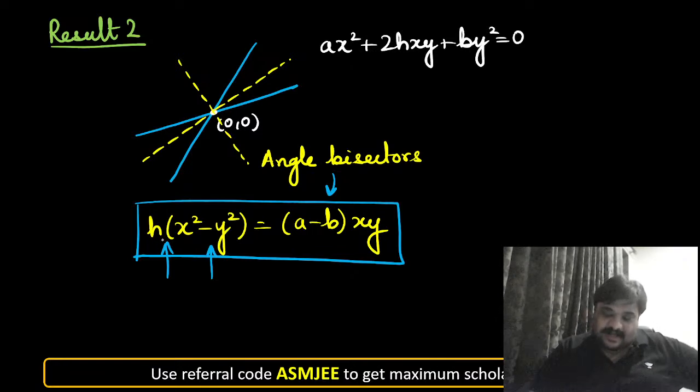What is a here? Here, this h is a. Here, minus h is b. So a plus b is 0 for this pair. So yes, they are perpendicular for sure. You can derive it, but I don't think it's required to derive it on YouTube. Clear?